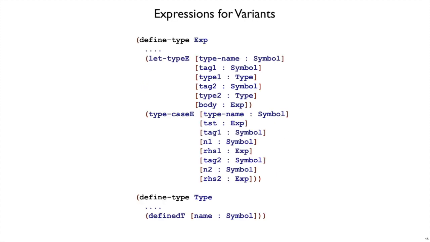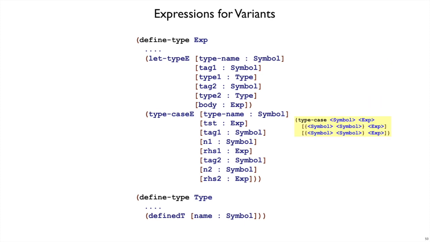On the expression side, we have let type and type case. And these are big forms compared to what we've had before just because there are a lot of pieces. In a let type, we have the name of the type that we're defining and the two different variants and the type for each variant and then the body expression. So that's what we see here, a body expression and the type name, and then tag 1 and type 1 and tag 2 and type 2. That corresponds to tag 1, type 1, tag 2, type 2.